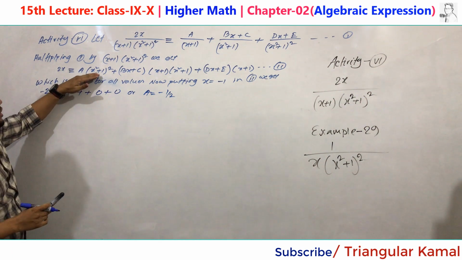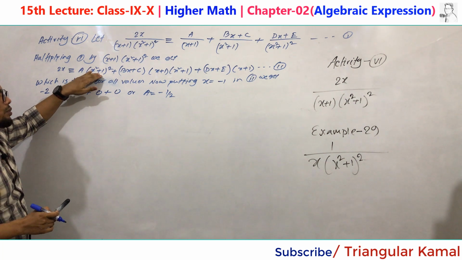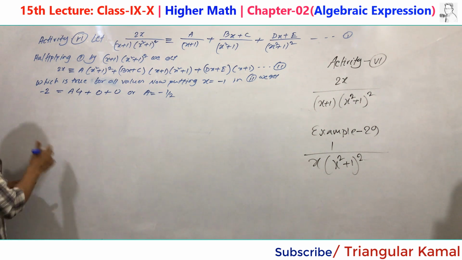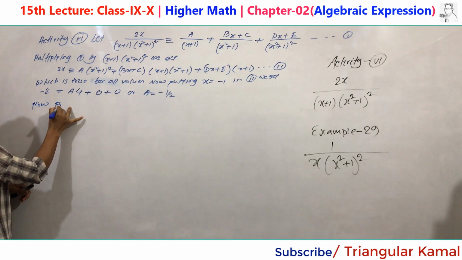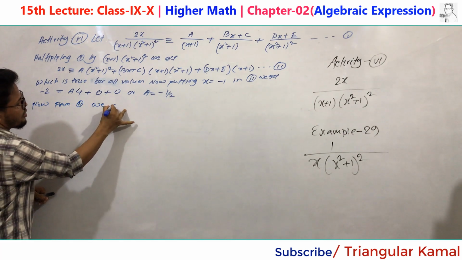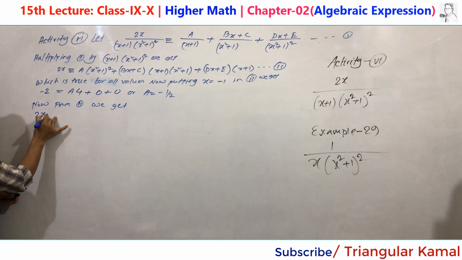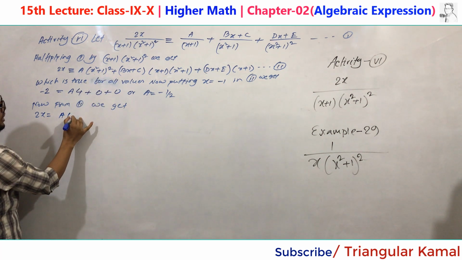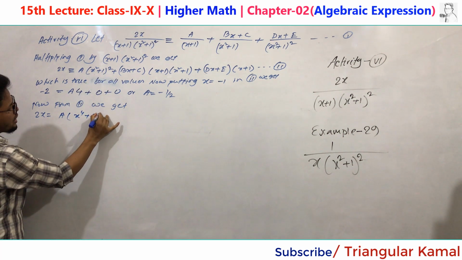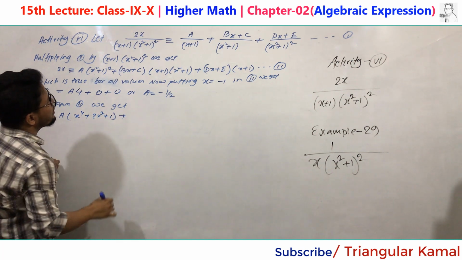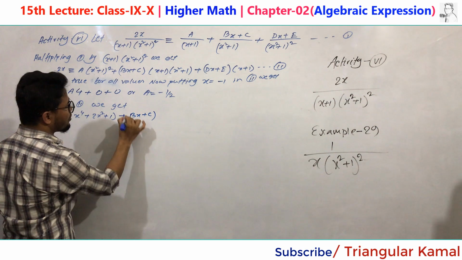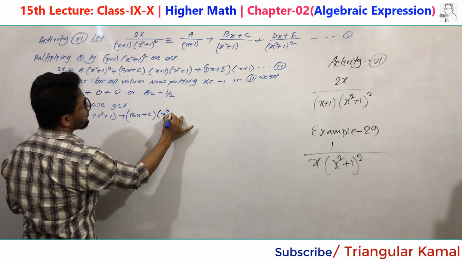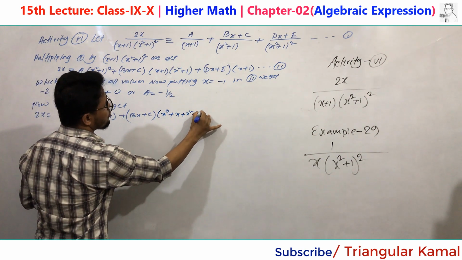Again, now just do the simple calculations of equation number 2 and form it as a standard form of the quadratic equation. So now from 2 we get 2x equals a multiplied by, you can apply the a plus b whole square formula here, x to the power 4 plus 2 times x square plus 1, then bx plus c multiplied by this one. First you multiply, second the factor. This one will be x cube plus x square plus 1.